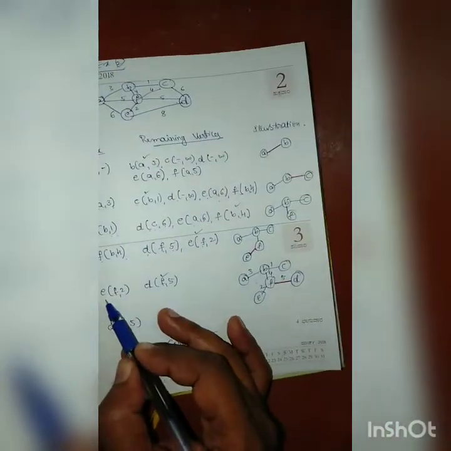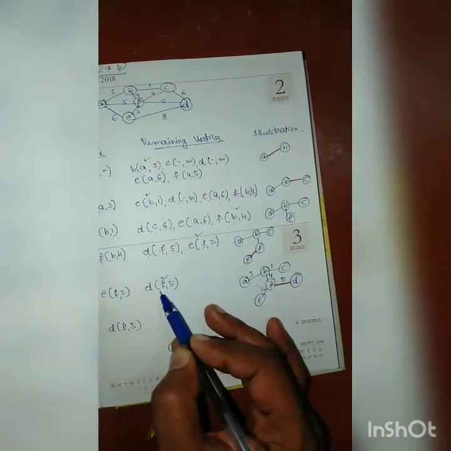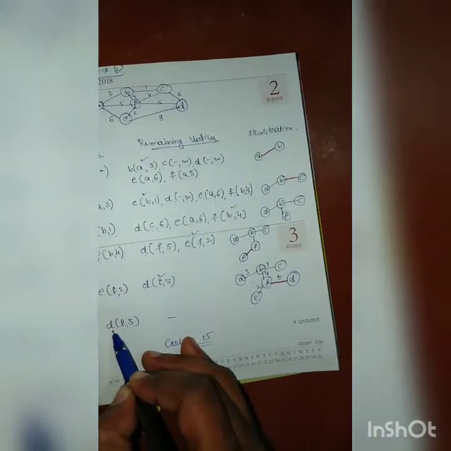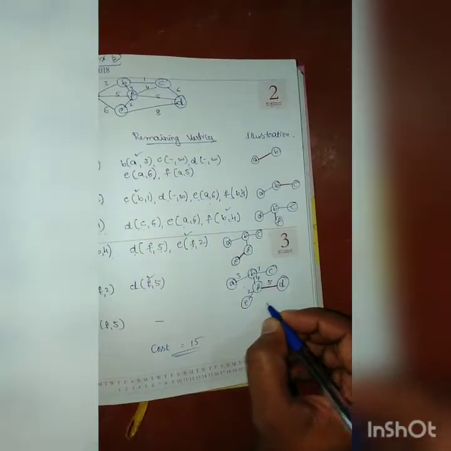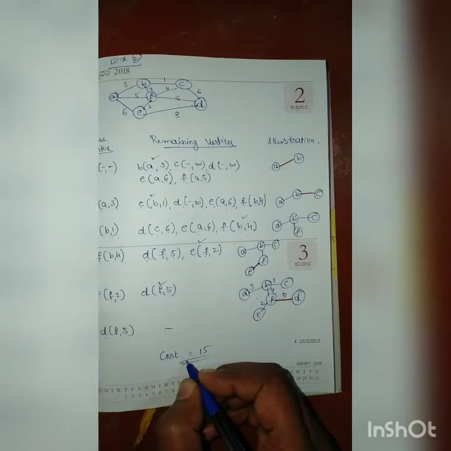Next, similarly I choose E F comma 2 and D as it is. Then this is the last stage, and this is the minimum spanning tree, and the overall cost is 15.